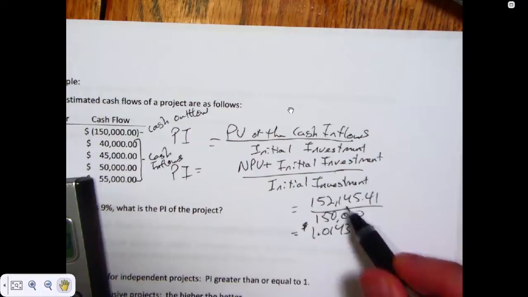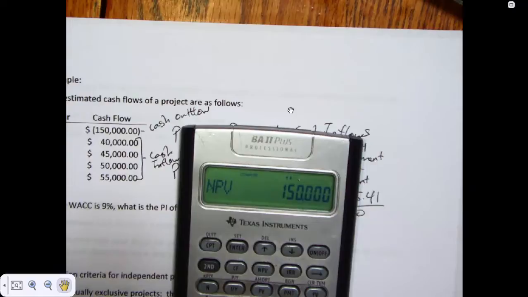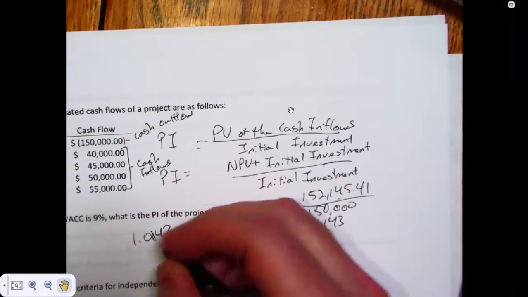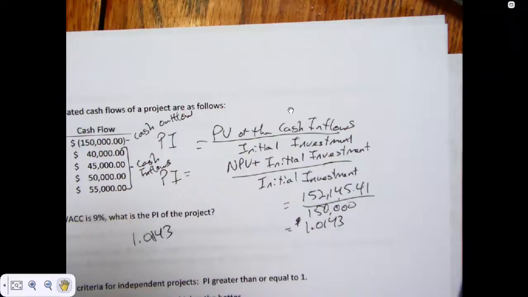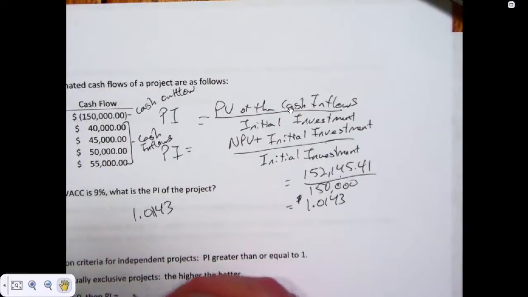All right. So what is the PI of the project? 1.0143. And again, you can put that in a dollar amount if you want. Without a dollar is fine too. So decision criteria for independent projects, the PI is greater than or equal to 1. For mutually exclusive projects, the higher the better. If NPV is equal to 0, then PI is equal to 1. If NPV is negative, then PI is less than 1. If NPV is positive, then PI is greater than 1. So for a project to be acceptable, we want it to be equal to 1 or greater than 1.